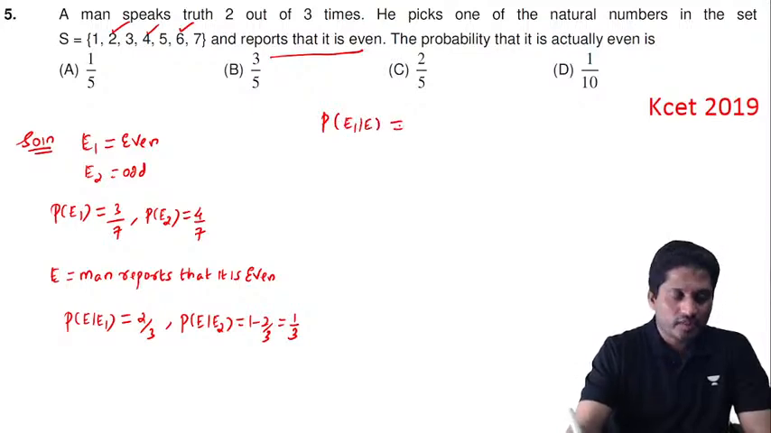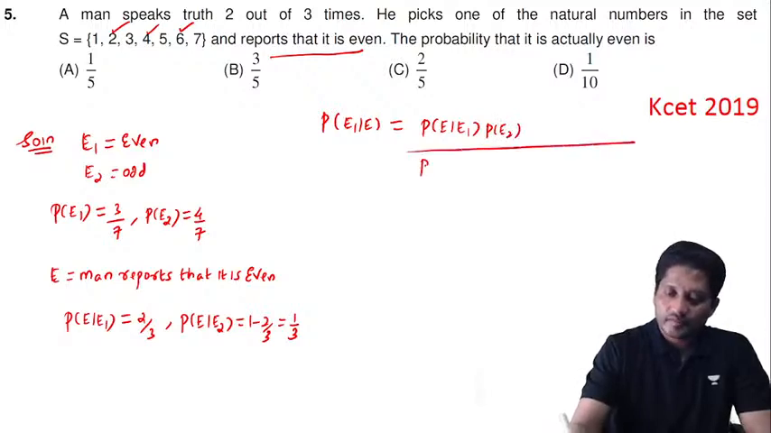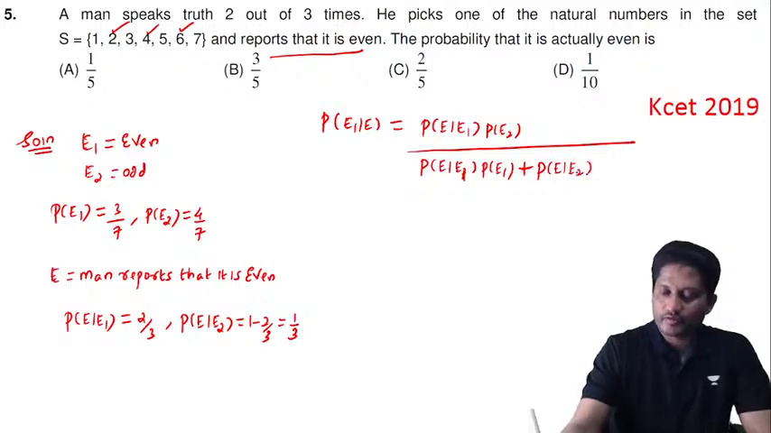Actually even is P of E1 given E, which is equal to P of E given E1 into P of E1, whole divided by P of E given E1 into P of E1, plus P of E given E2 into P of E2.